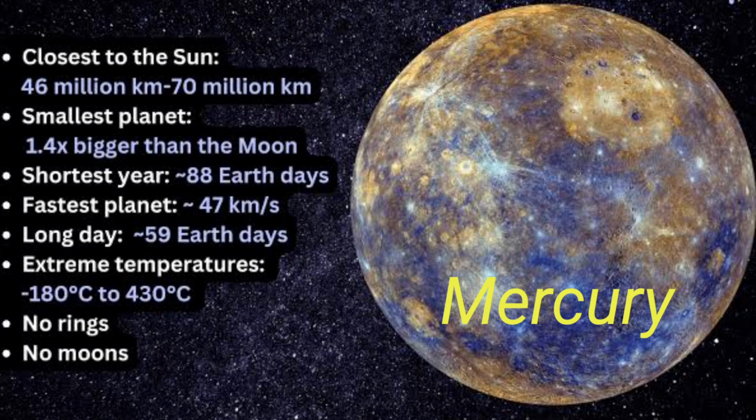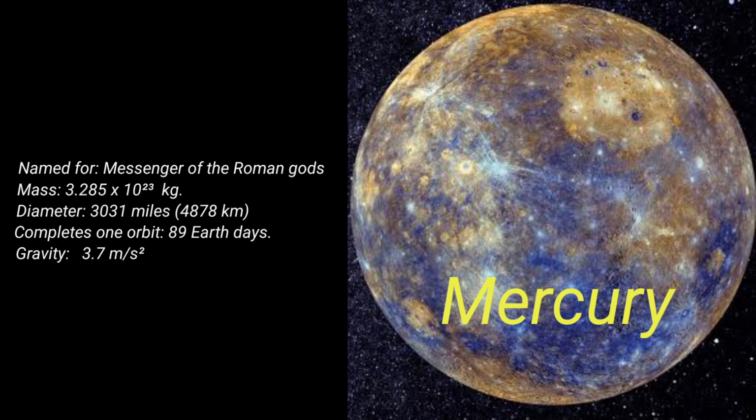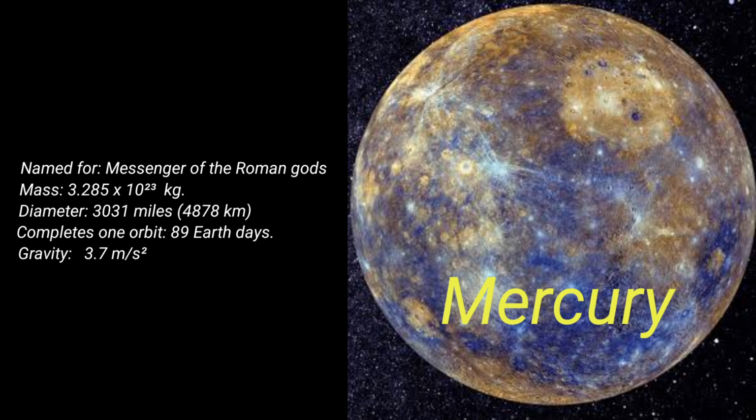Now a few characteristics you can see. It is named for the messenger of the Roman gods. You can see its mass, its diameter and the value of gravity. It completes the length of one day in 58.6 Earth days.